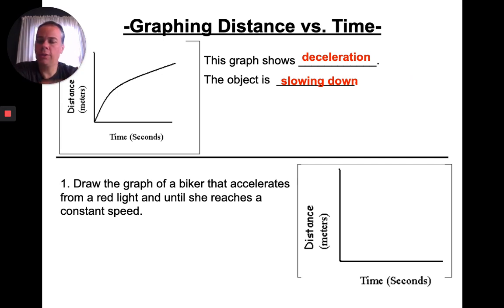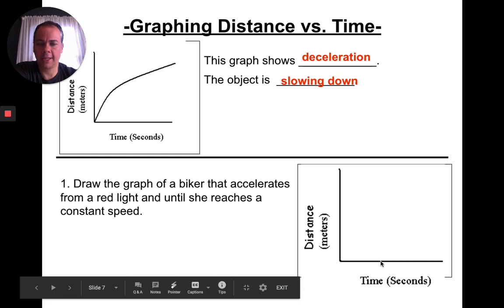So what I'd like you to do here is to draw in your own graph of a biker that's accelerating from a red light, and then she reaches a constant speed. Draw that graph on this set of axes you have over here. Pause the video.